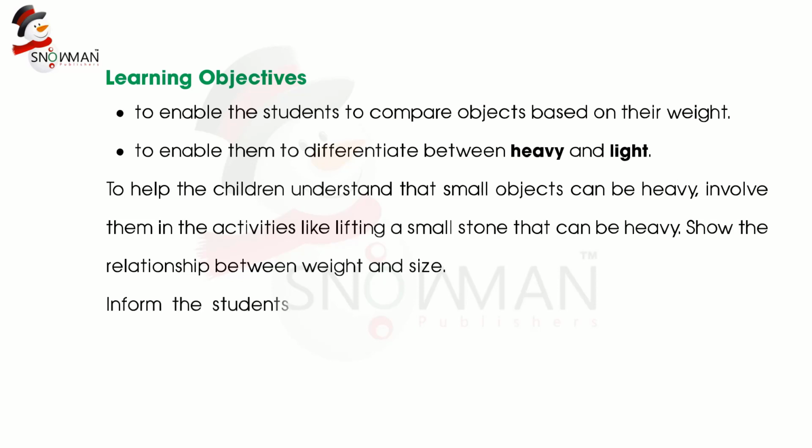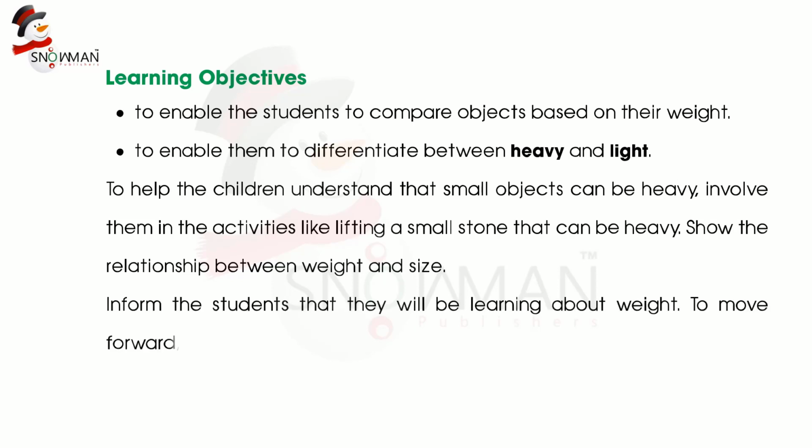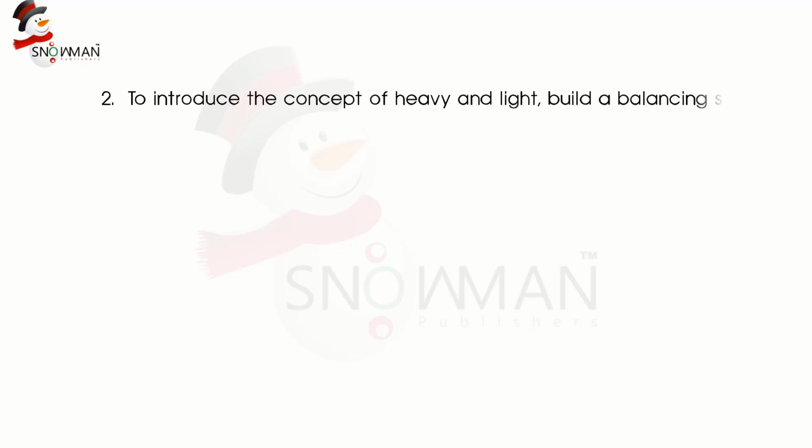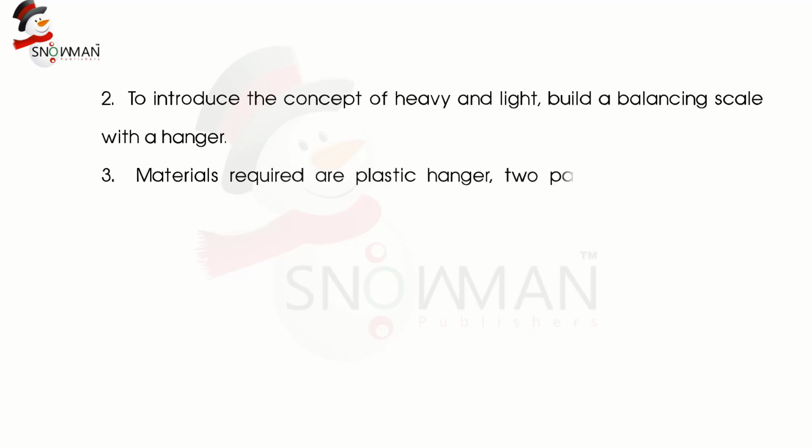Inform the students that they will be learning about weight. To move forward, follow these steps. 1. Tell them that we compare heavy and light objects by comparing their weights. 2. To introduce the concept of heavy and light, build a balancing scale with a hanger. 3. Materials required are a plastic hanger, 2 paper or plastic cups, string or yarn, and a hole punch.